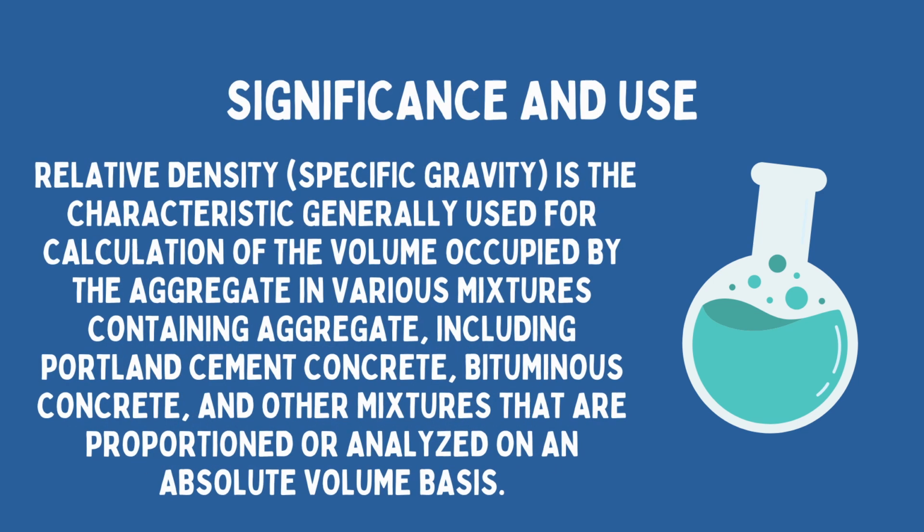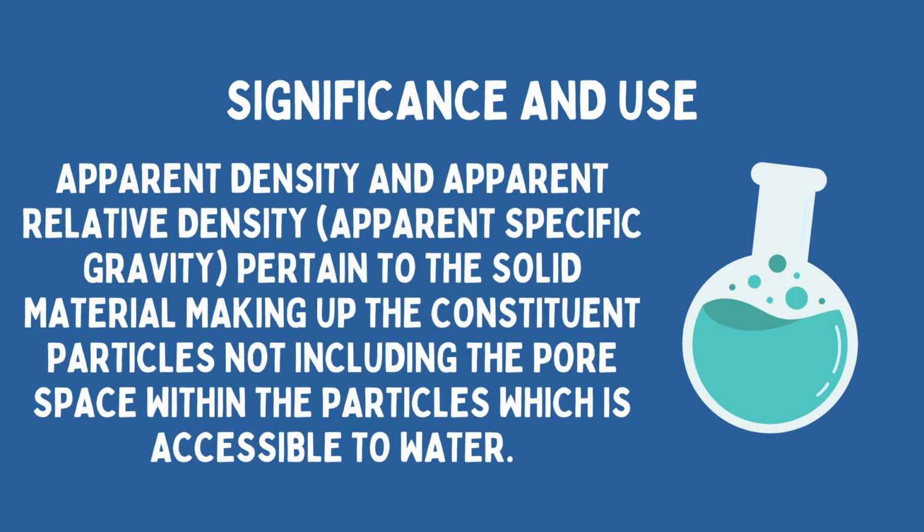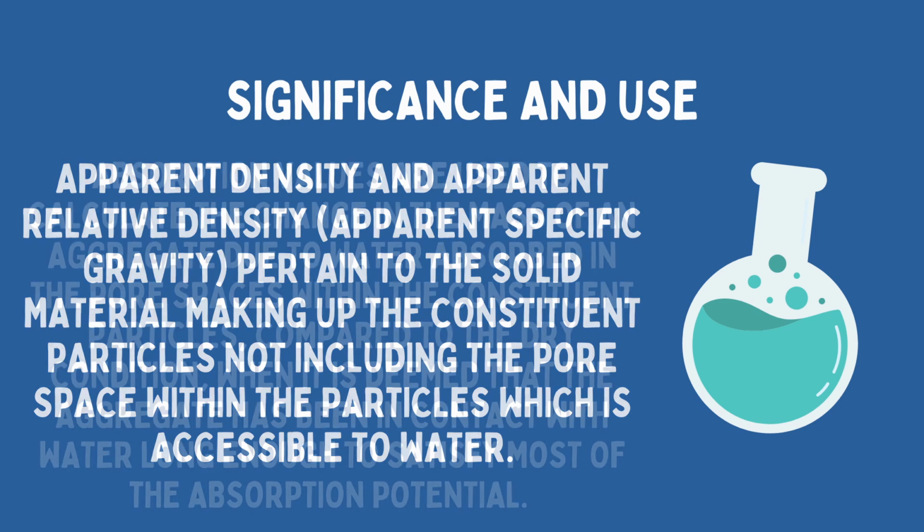Relative density or specific gravity is the characteristic generally used for calculation of the volume occupied by the aggregate in various mixtures containing aggregate, including Portland cement concrete, bituminous concrete, and other mixtures that are proportioned or analyzed on an absolute volume basis. Apparent density and apparent relative density, or apparent specific gravity, pertain to the solid material making up the constituent particles, not including the pore space within the particles which is accessible to water.